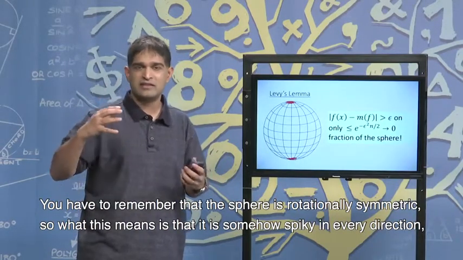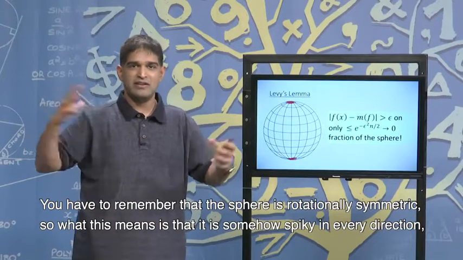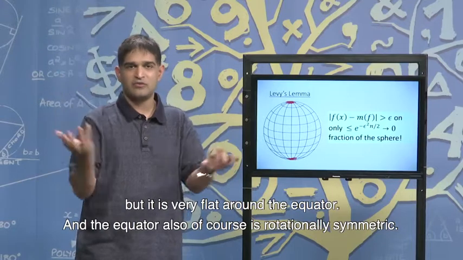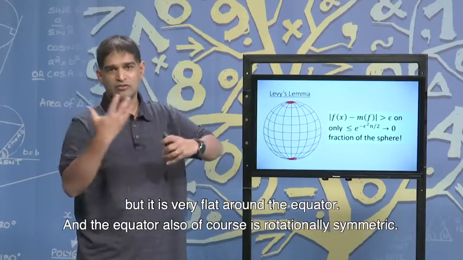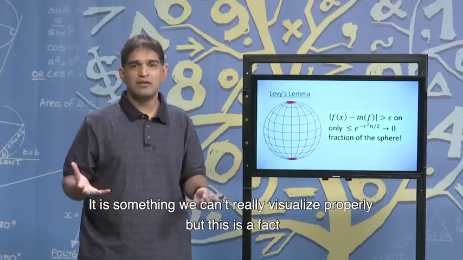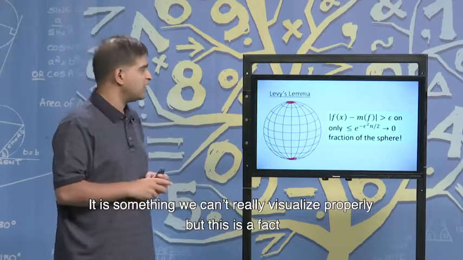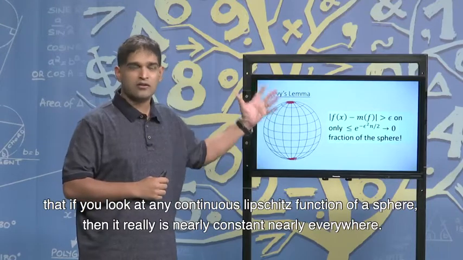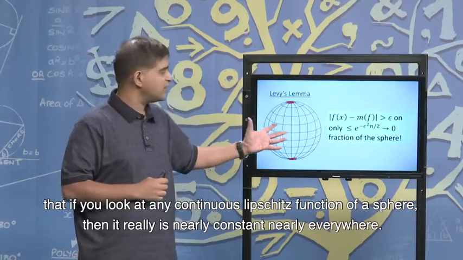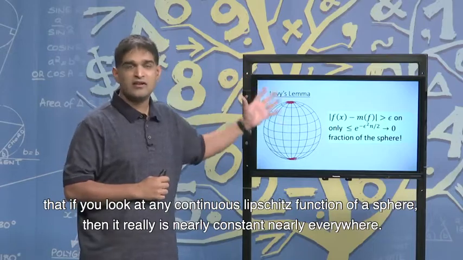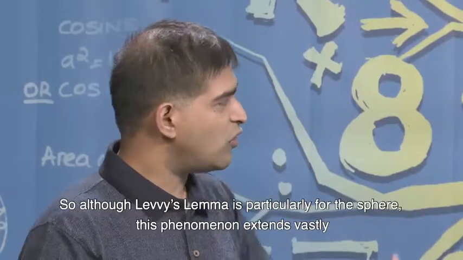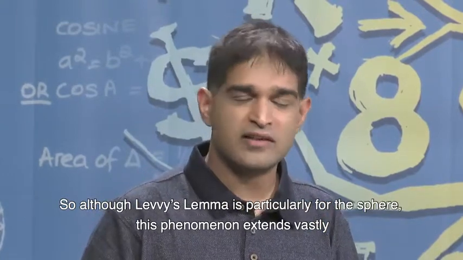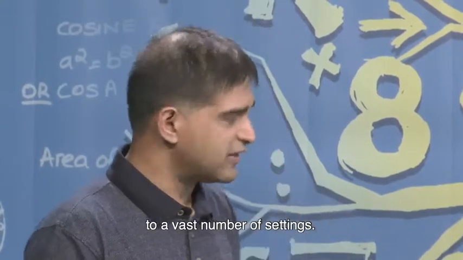So, what this means is it is somehow spiky in every direction, but it is very fat around the equator, and the equator also is of course rotationally symmetric. It is something we can't really visualize even properly, but it is a fact that if you look at any continuous Lipschitz function on the sphere, then it really is nearly constant nearly everywhere. So, although Levy's lemma particularly is for the sphere, this phenomenon extends to a vast number of settings.